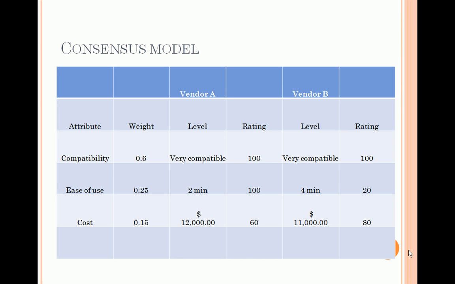The two experts agreed to the weights assigned to each of these attributes. As seen on this slide, compatibility was given a weight of 0.6. Ease of use was given a weight of 0.25, and the lowest, cost, was given a weight of 0.15. The weights totaled to 1.0.